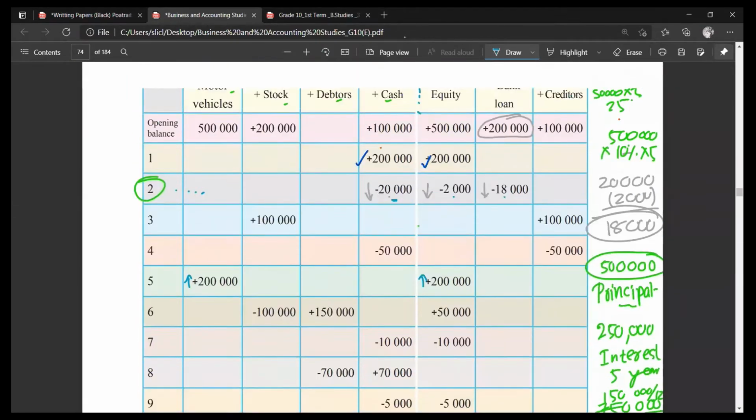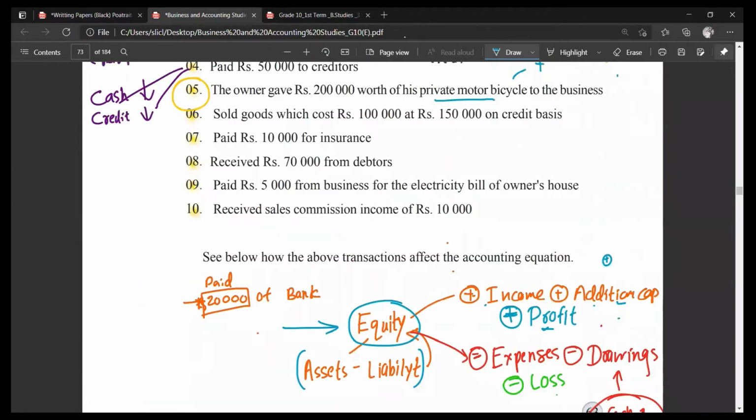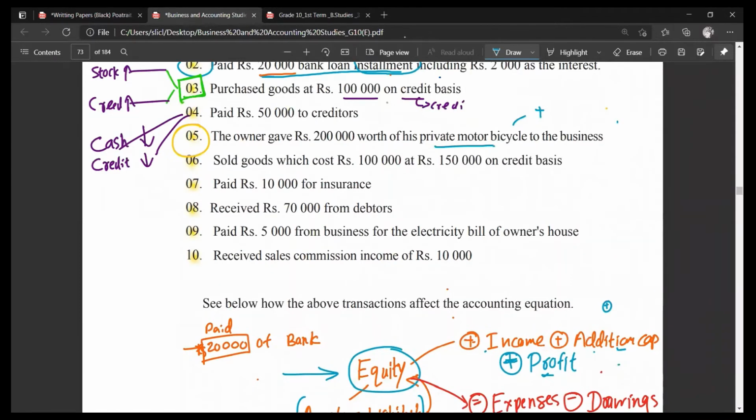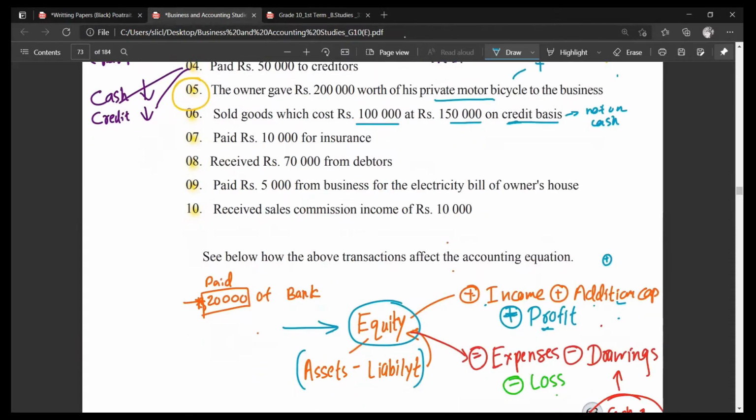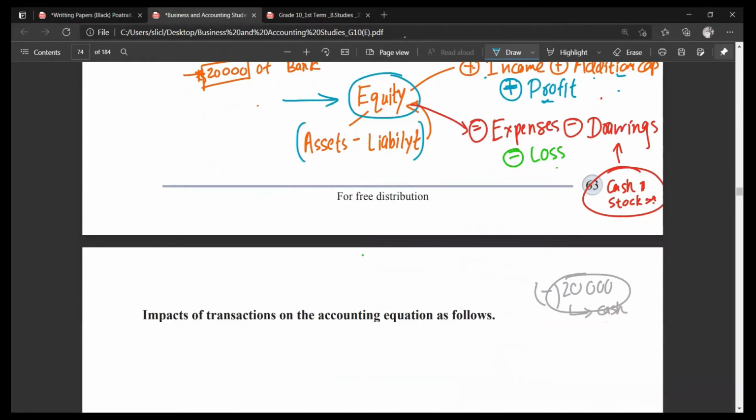I think it is also an easy one. Sold goods. Which costed 120,000. Credit basis. Right? That means not on the cash basis. Not on the cash basis. These are important now. 100,000 worth of goods at 150,000.